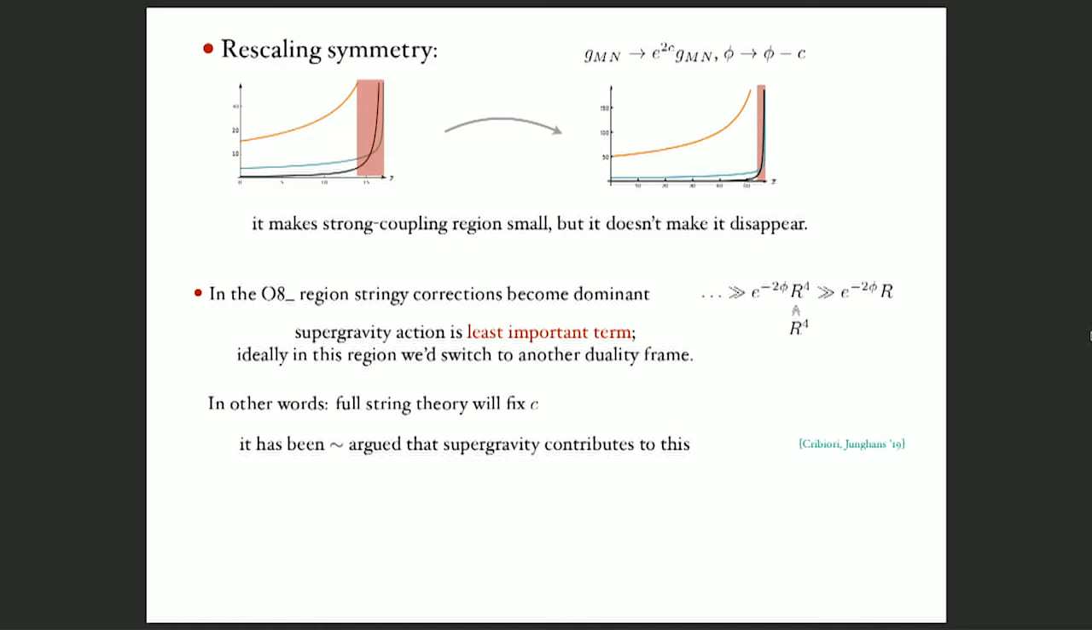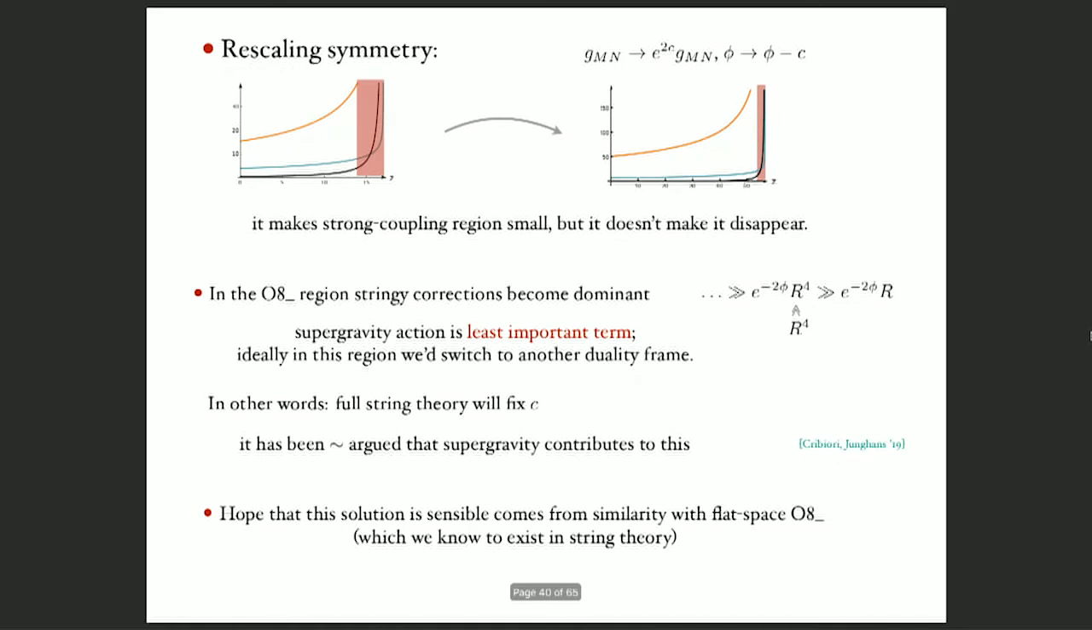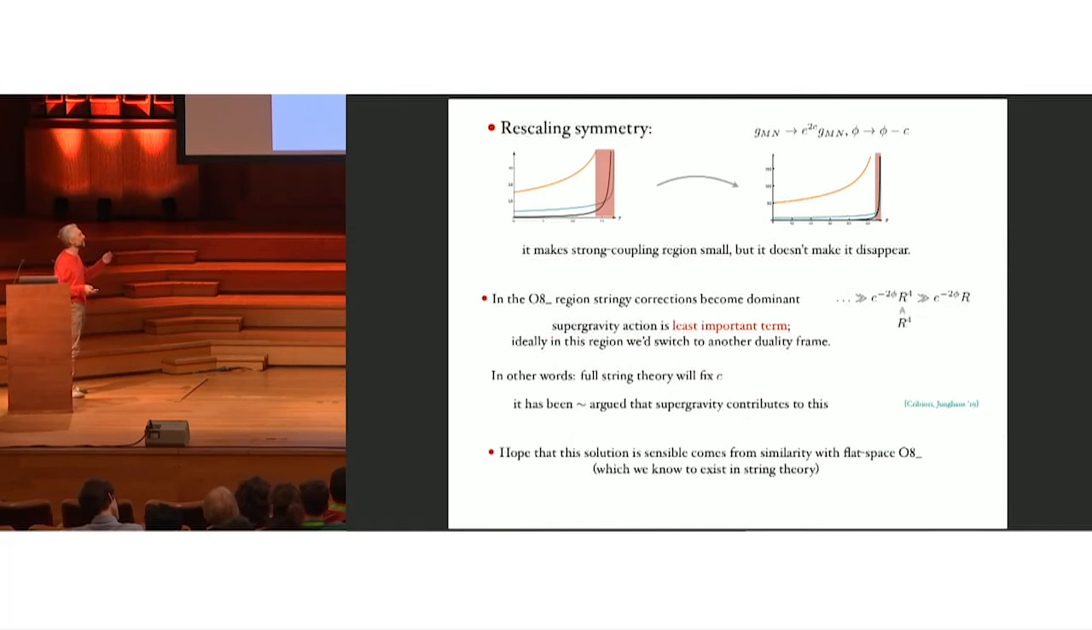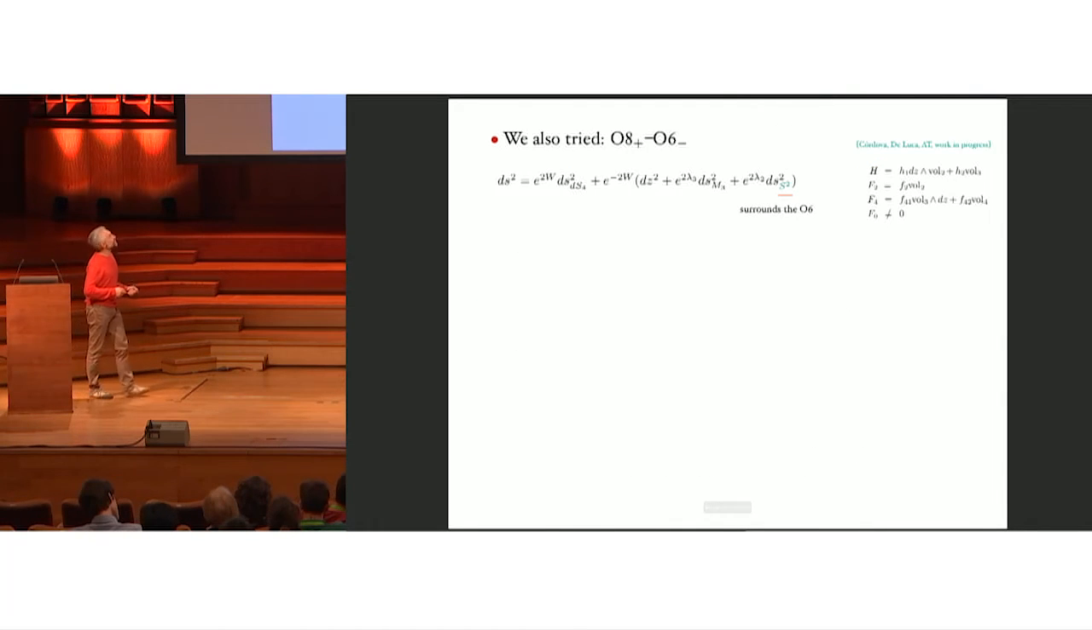Once again, why we think that this is interesting: the hope that this solution is sensible comes from the fact that at leading order, the behavior is exactly the same. Leading order in the distance from the object, the behavior is exactly the same as the one in flat space, which we know. So also in supergravity in flat space, we wouldn't know that this solution makes sense, but we believe it does, because we know that in string theory an O8 minus exists. In case you don't like this O8 minus where the dilaton diverges, perhaps you find it exotic.